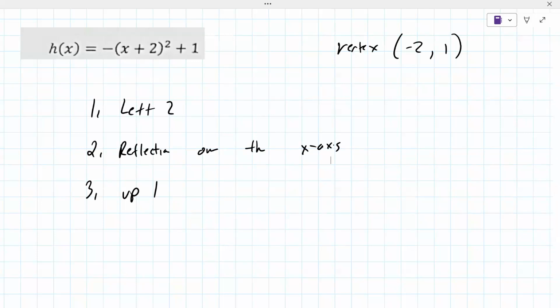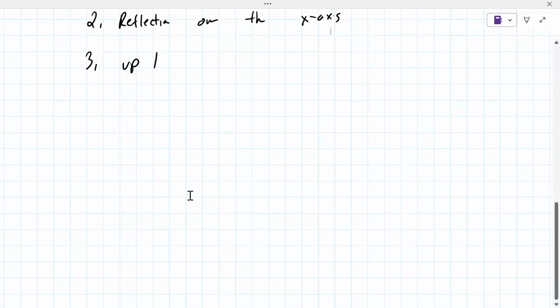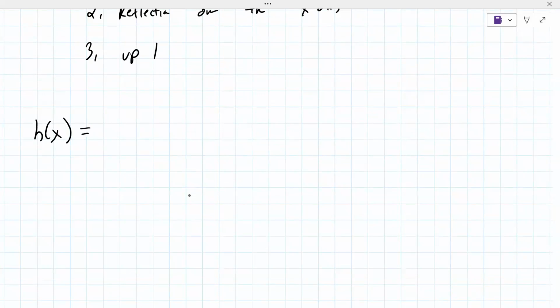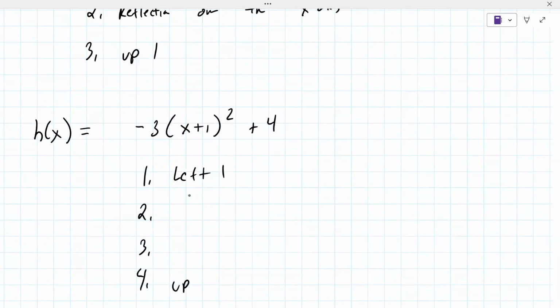Let's see what else. I'm trying to decide here. You got a variety of problems here. They don't really work together. Let's do another one. I'll give you another h of x: minus 3(x plus 1) squared plus 4. This has four transformations. Can you tell me any of them? Well, left 1, up 4. Reflection over x.